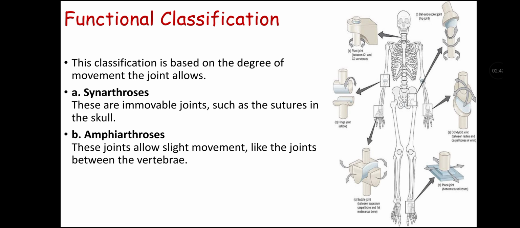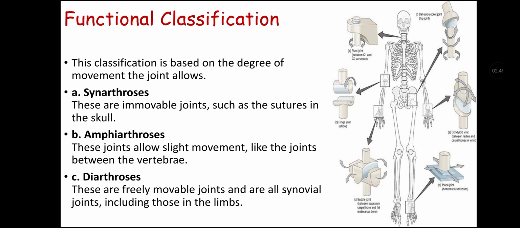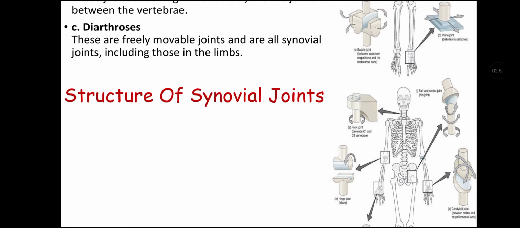Next type of joint is amphiarthrosis. These joints allow slight movement, like the joints between the vertebrae. Next type of joints are diarthrosis. They are freely movable joints and all are synovial joints, including those in the limbs.